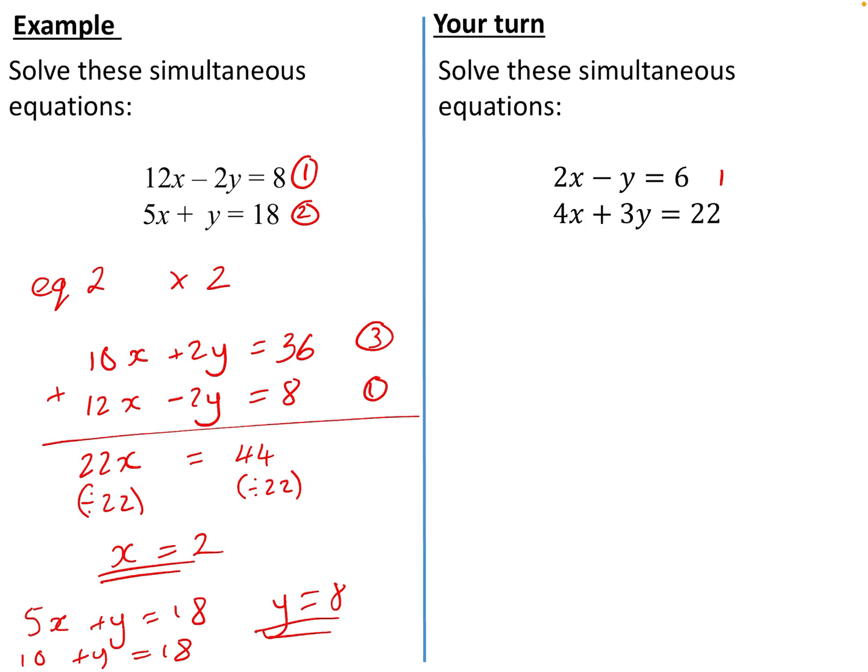So I'm going to label equation 1 and label equation 2. I'm going to take equation 1 and multiply it by 2. That creates 4x minus 2y equals 12. All I've done is I've doubled this term, and doubled this term. Just multiplied by 2. So this has created equation 3. I'm now going to take equation 2 and write that below.